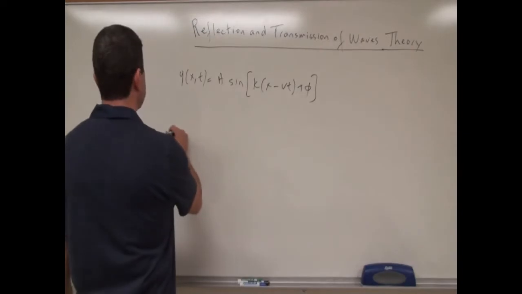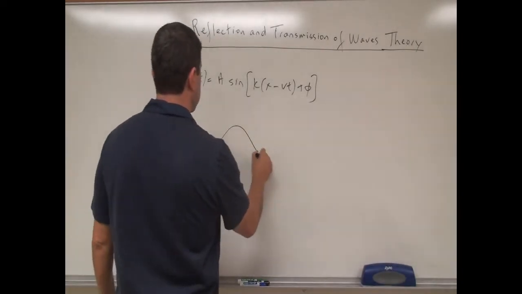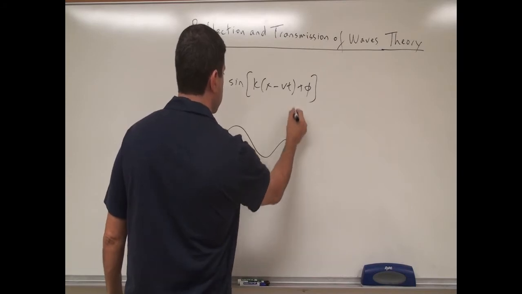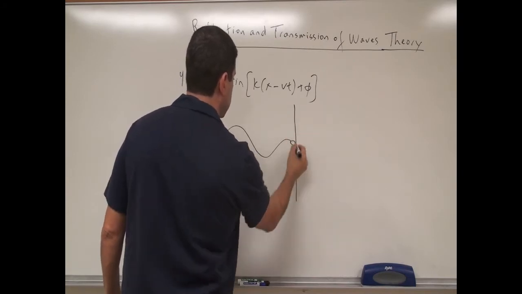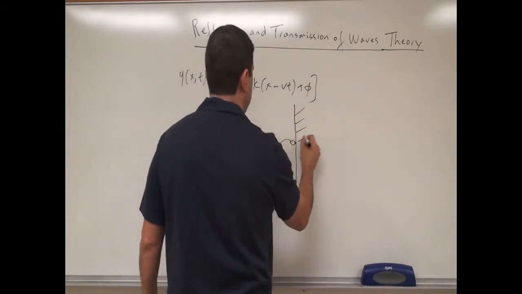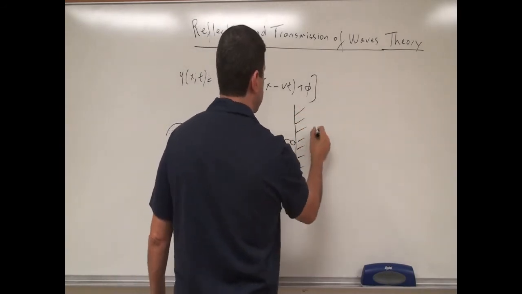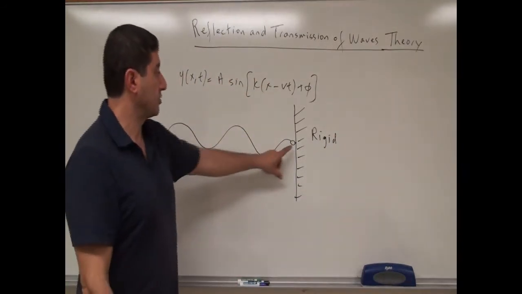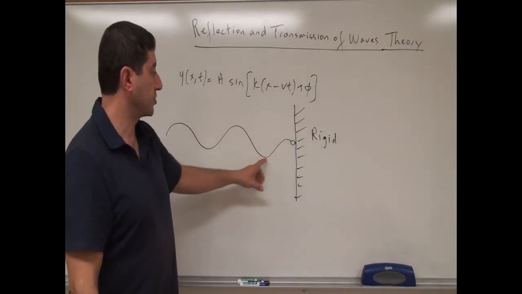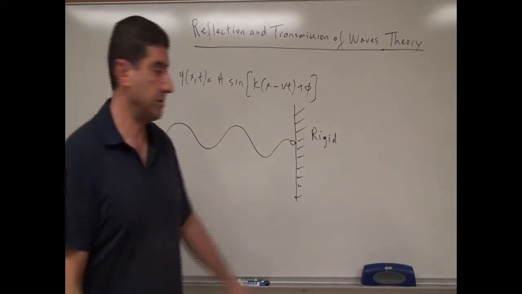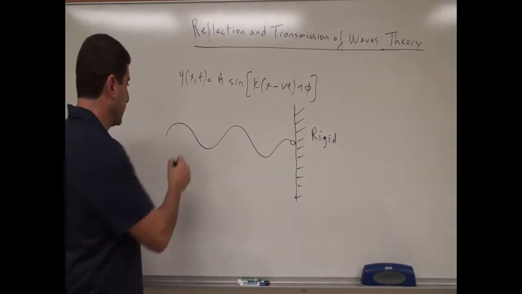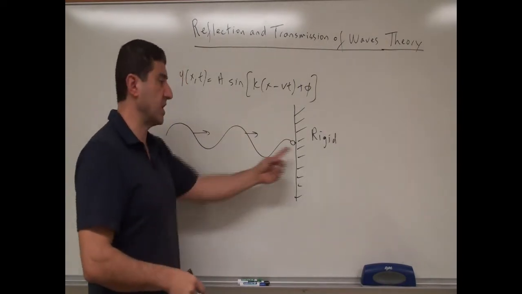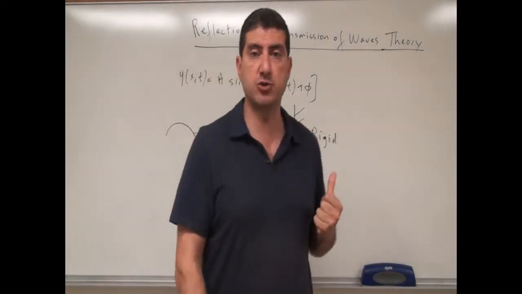So let's say a wave is coming like this. And let's say it is connected with a hook like this, and let's say the boundary that the hook is connected to is like a wall. This is called a rigid boundary. So there's a little hook here, and then the rope or string is connected to the wall, and then the wave is coming like this, traveling like this. What will happen to that wave when it reflects off the rigid boundary?